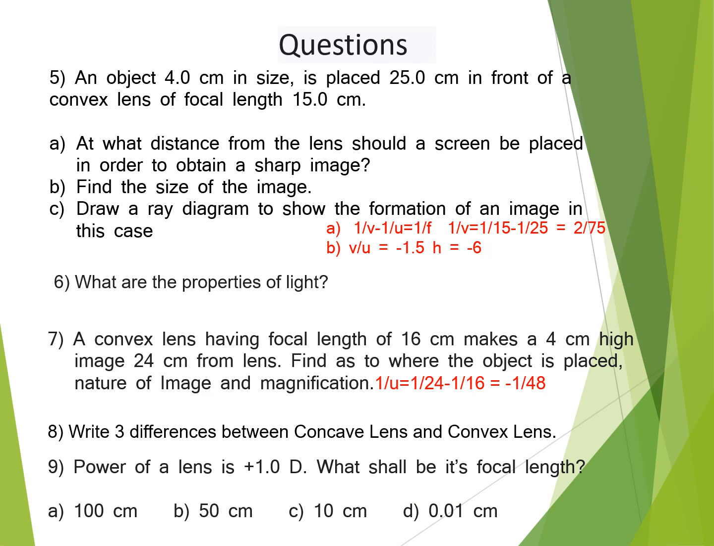We apply the same formula, 1 by V minus 1 by U is equal to 1 by F, and M is equal to V upon U is equal to H dash upon H. If we apply the same formula, we get the answer here.